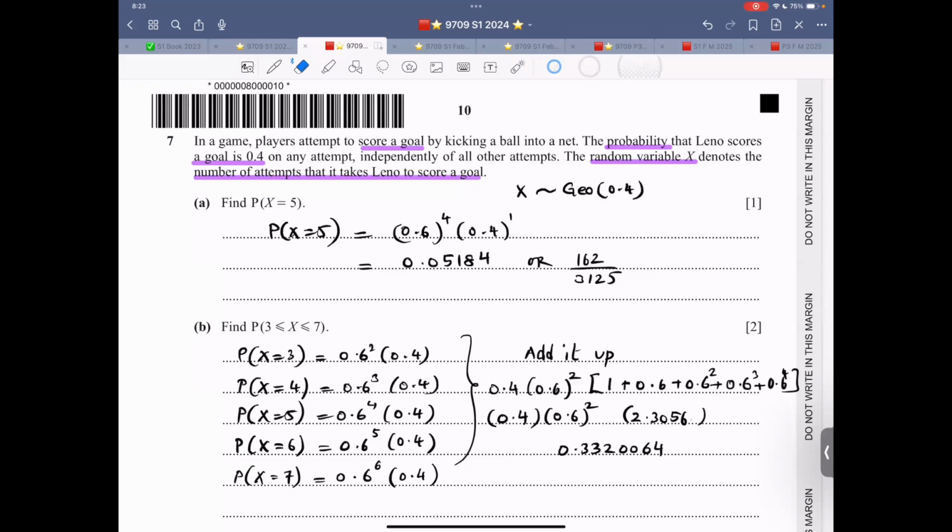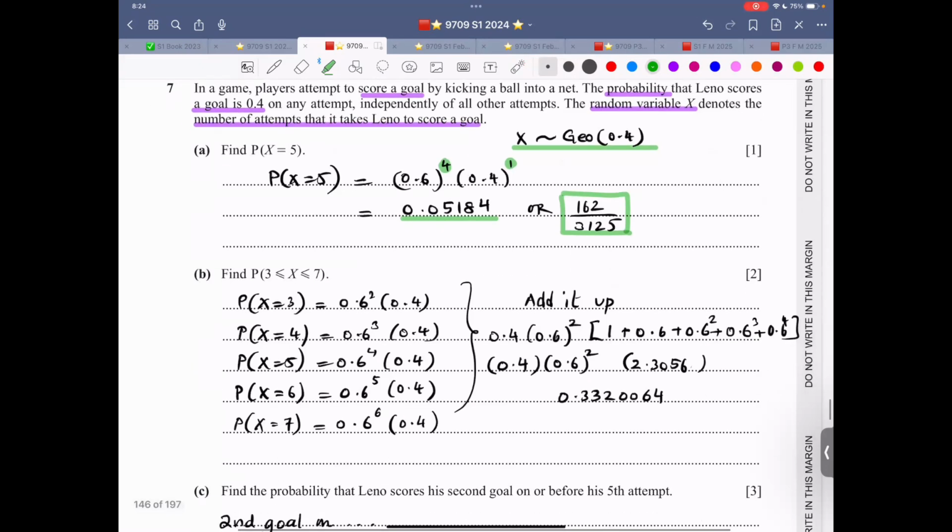First, describe that this is a geometric probability distribution. That's the first thing. And then the next thing is that probability x is equal to 5. There is only one success and 4 failures. So you can leave the answer in this exact fractional form. Now, this is the first part.